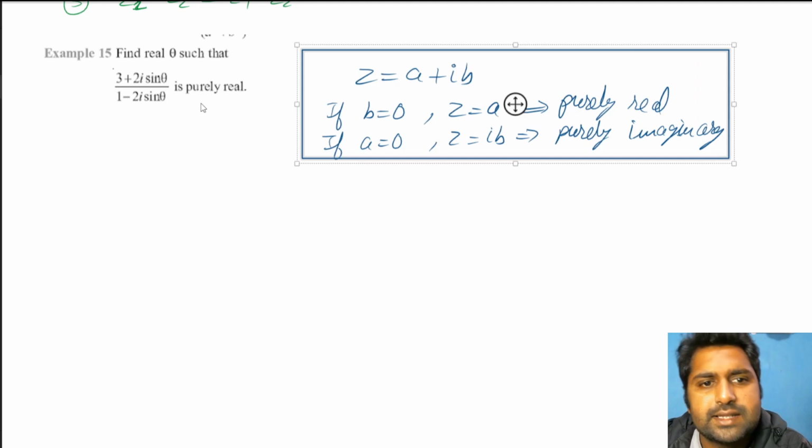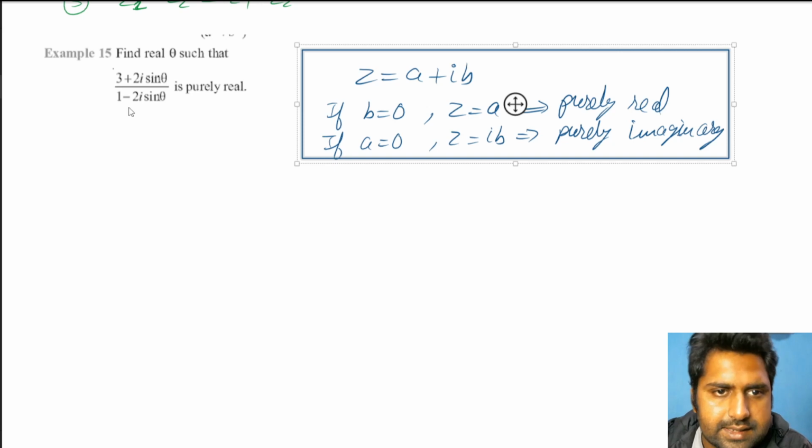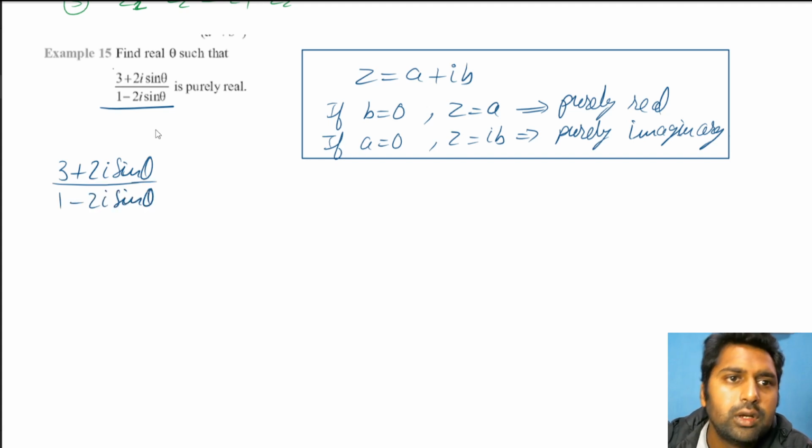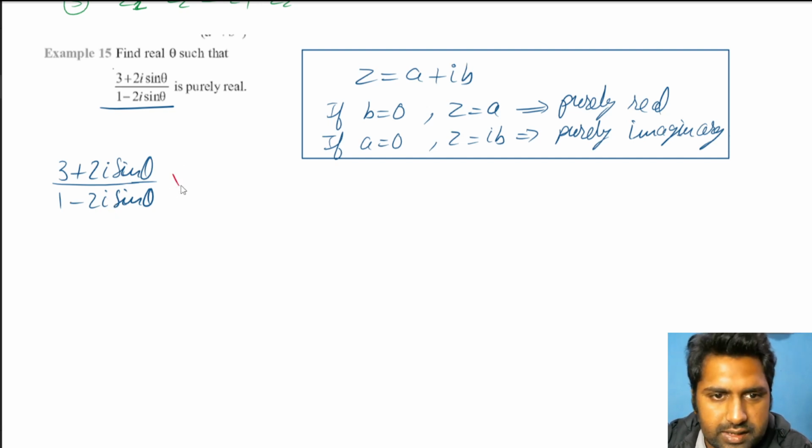Okay, so he's asking us to find theta such that this is purely real. For this, first of all, this is not in a plus iota b form, so we have to convert this. I'll rewrite the question if it's not clearly visible. (3 plus 2 iota sine theta) upon (1 minus 2 iota sine theta). Now first of all, we have to always rationalize the iota part in the denominator. We cannot deal with any complex number with iota in the denominator, so let's rationalize it. Change the sign, multiply with 1 plus 2 iota sine theta, 1 plus 2 iota sine theta.